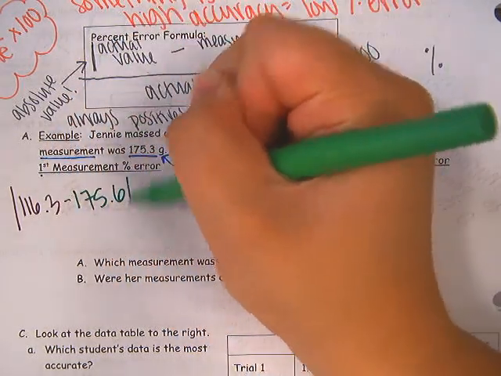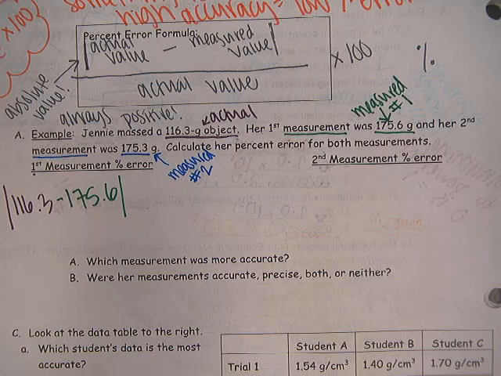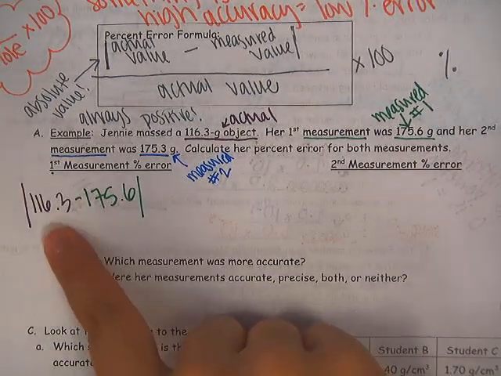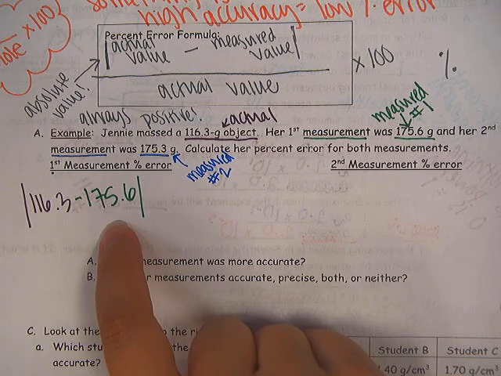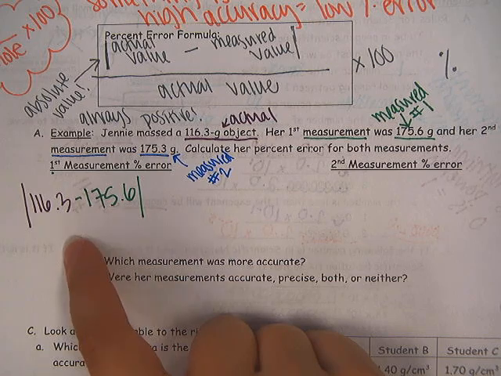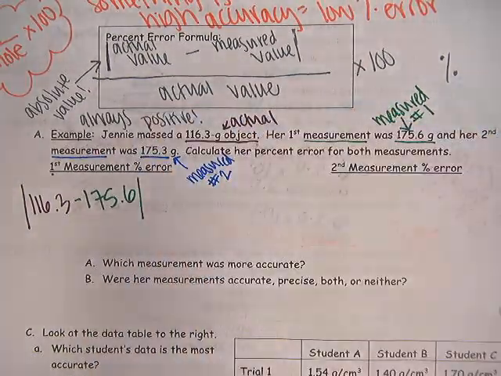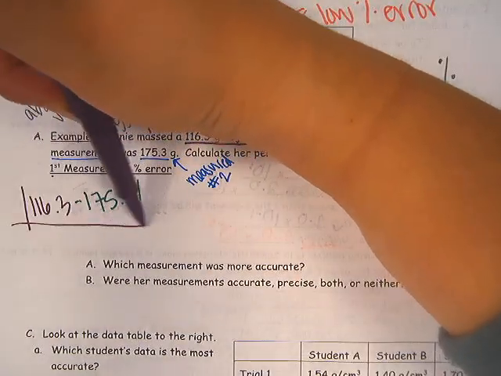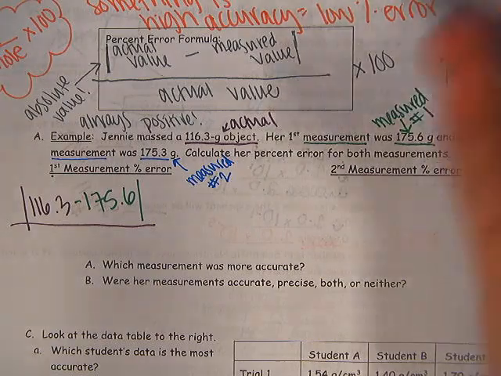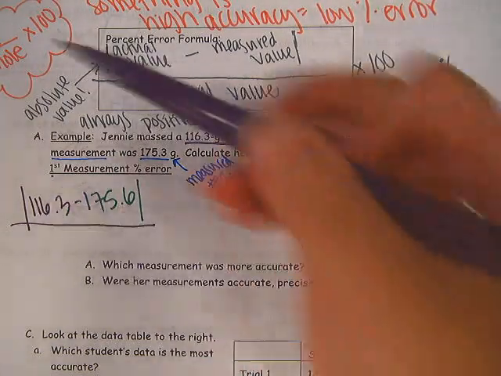175.6, still absolute value. This is where that matters, because if I just look at 116.3 minus 175.6, you should be able to glance at that and know that you're going to end up with a negative number since what you're subtracting is larger than what you're starting with. But we don't care that it's negative. We're just going to take the absolute value and make it always positive. And then what goes on the denominator? The actual value. So we use that same number, 116.3.